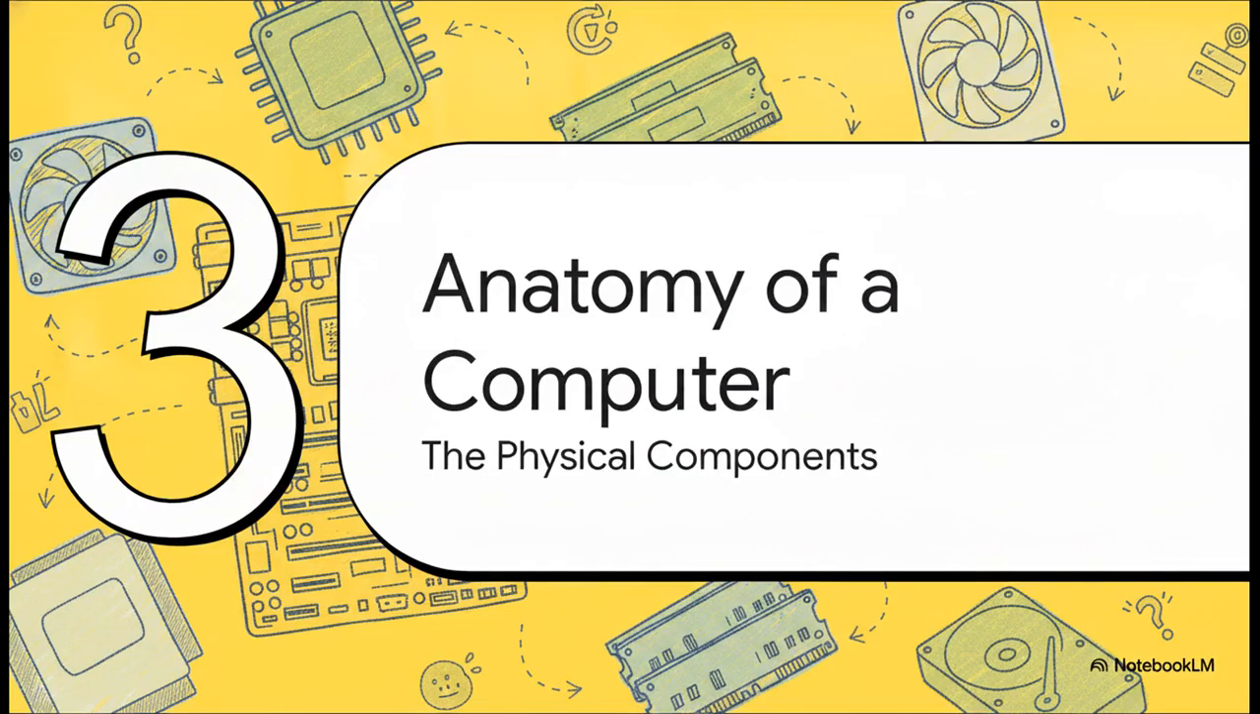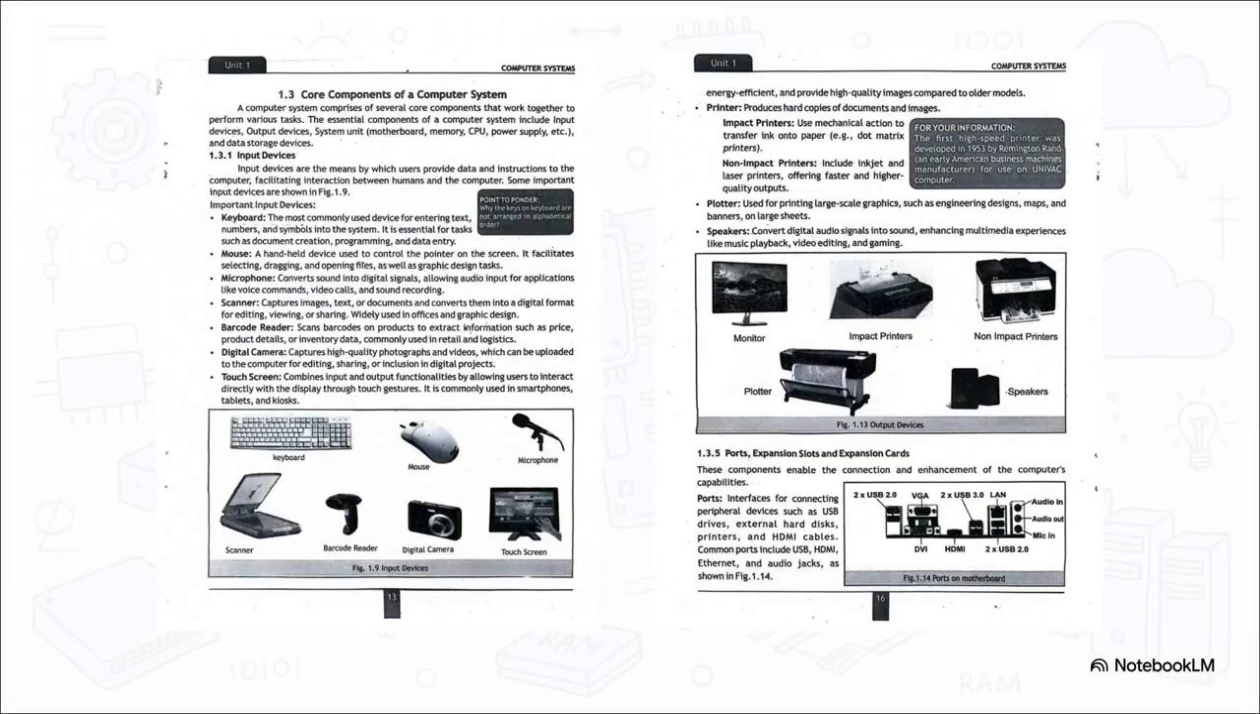Moving on to Section 3, the anatomy of a computer and its physical components. It's really fascinating how we interact with these machines because there's a really clear divide. You've got your input devices, the things we actually touch to feed instructions in, like keyboards, mice, and mics, and then you have your output devices, the monitors, printers, and speakers that take all that processed data and translate it back into something we humans can actually see, read, and hear.